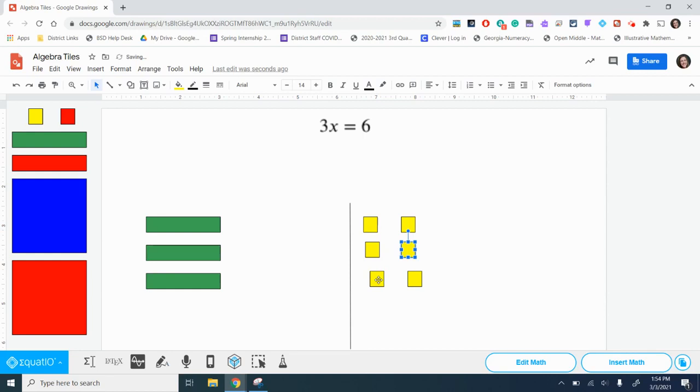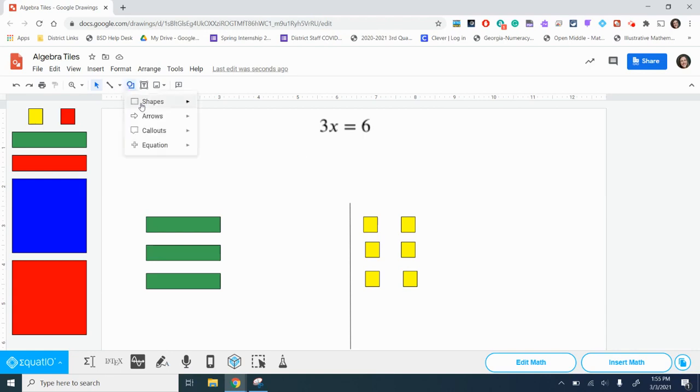We're trying to solve for x, so we want to find the value of 1x. The coefficient 3 is telling us how many groups we have of x. We have 3 groups of x. Well, 3 groups of x, that language is telling me that we're multiplying 3 times x. So we need to use the inverse operation to solve for x. Well, the inverse operation to multiplication is division.